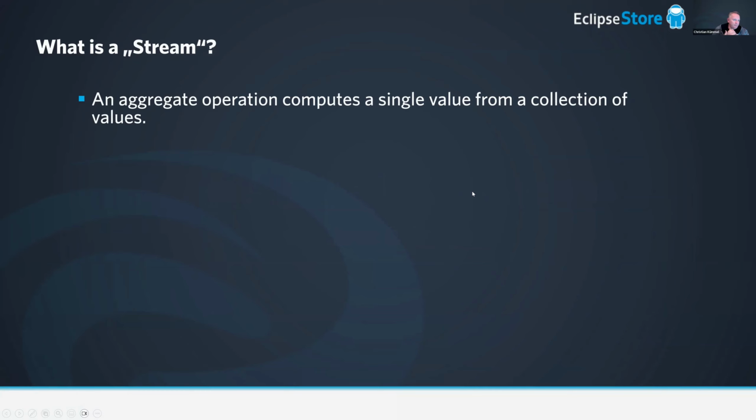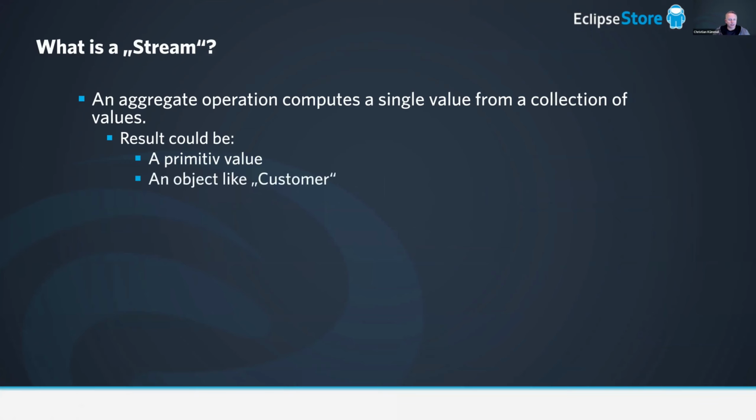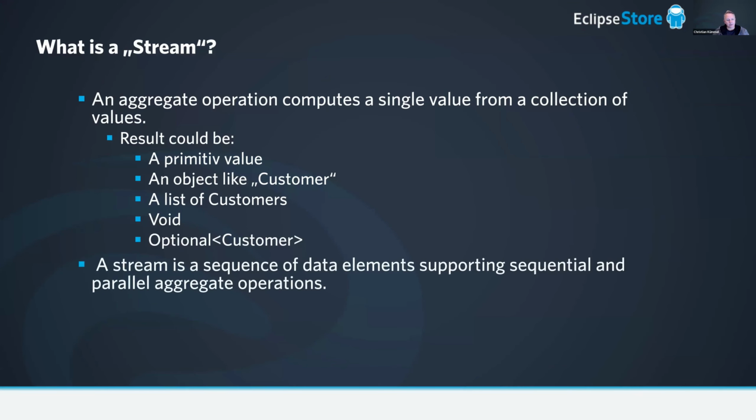So yeah, basically when we talk about streams, we talk about an aggregate operation that computes a single value from a collection of values. This could be one definition of a stream. The result could be, at the end, a primitive value, an object like a customer, a list of customers, or void. So that is basically a stream.